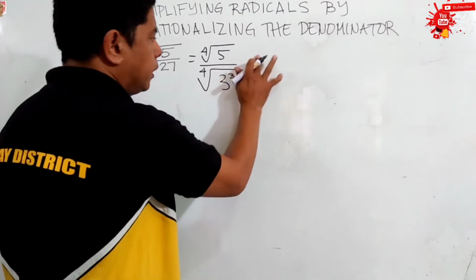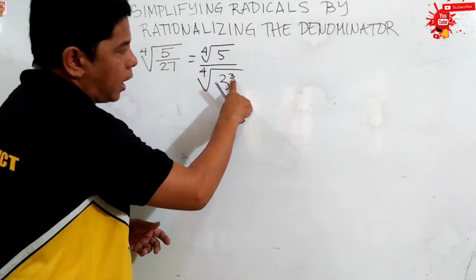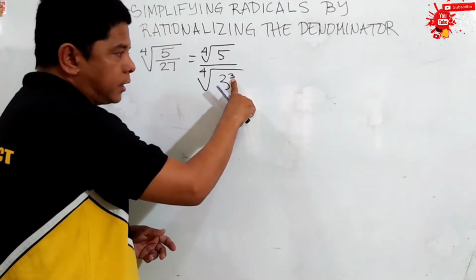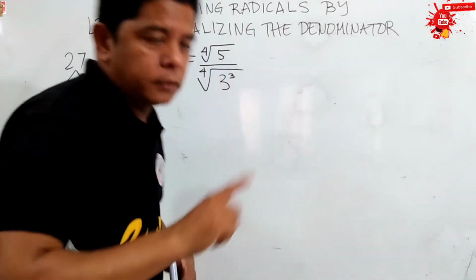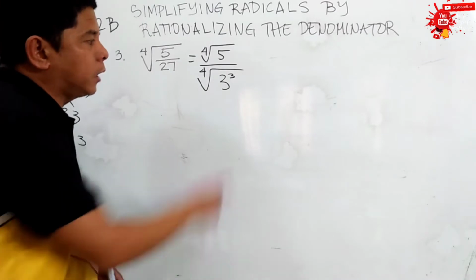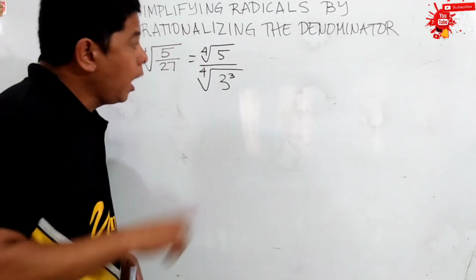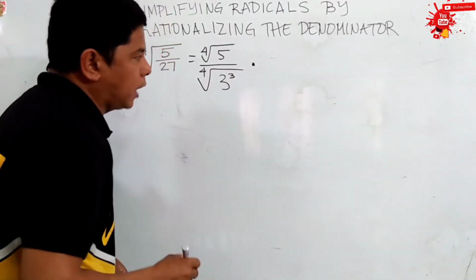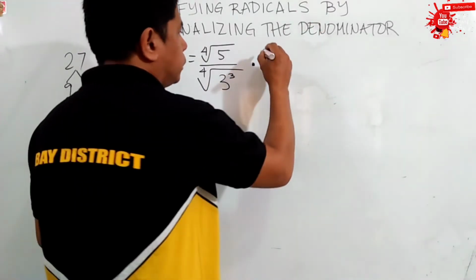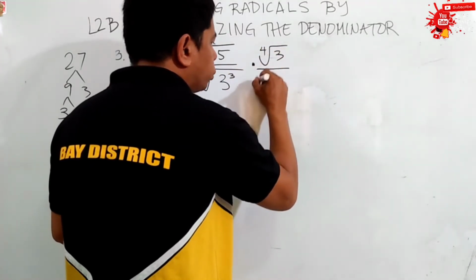It is equal. Now, we have an exponent in the radical of 3 and our index is 4. How many 3s do we multiply to get 3 raised to the 4? Okay? What we multiply to rationalize it is one 3. So we have 4th root of 3 times 4th root of 3.